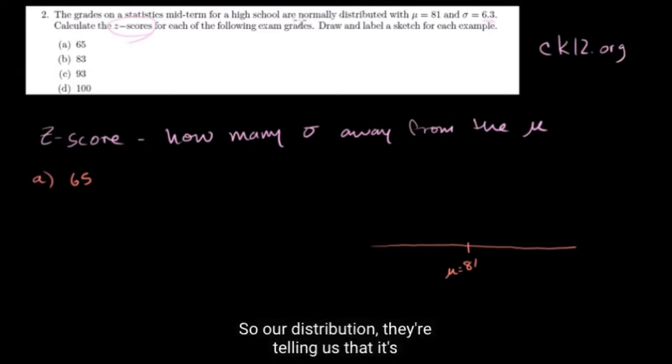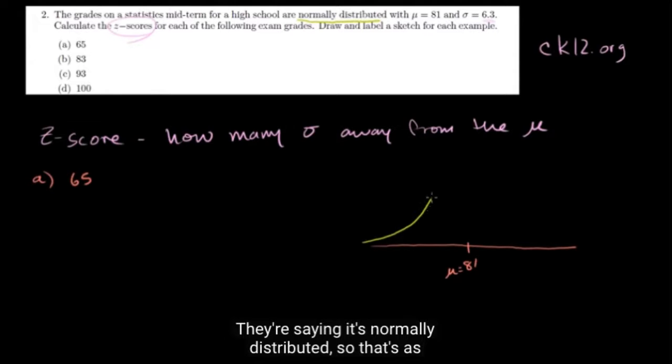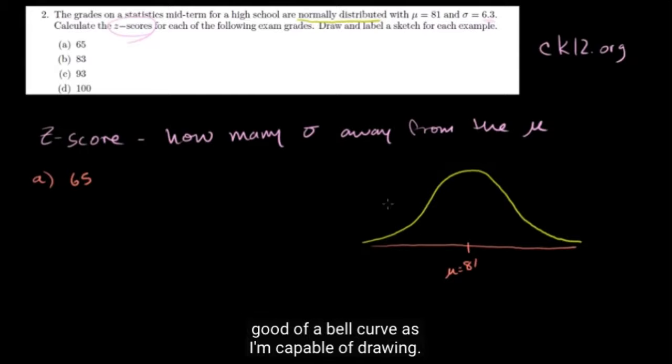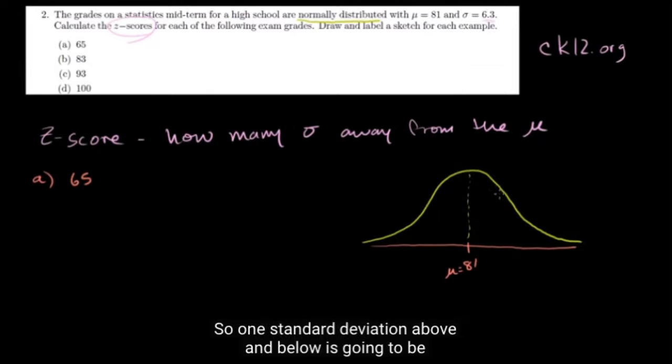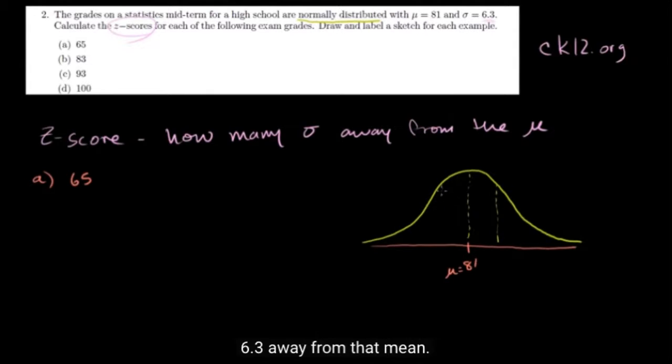So our distribution, they're telling us that it's normally distributed. So I can draw a nice bell curve here. That's as good of a bell curve as I'm capable of drawing. This is the mean right there at 81. And the standard deviation is 6.3. So one standard deviation above and below is going to be 6.3 away from that mean.